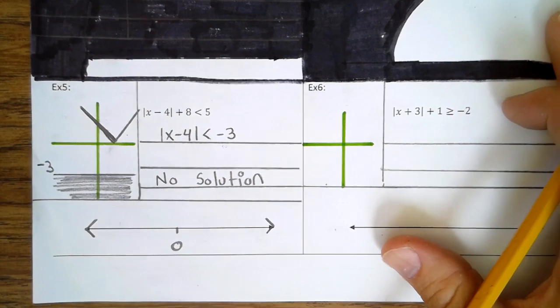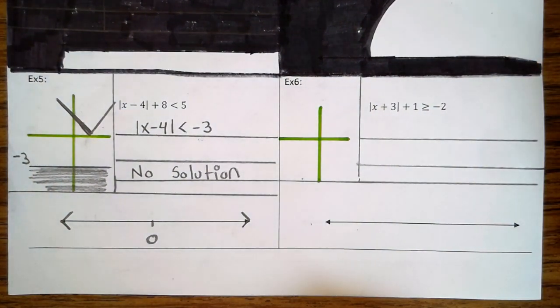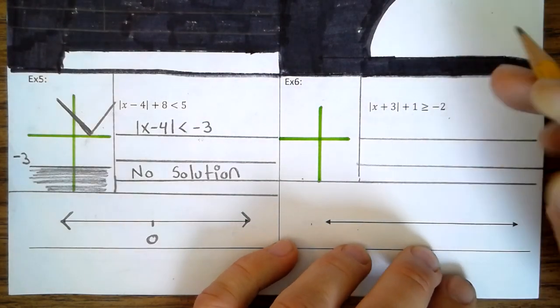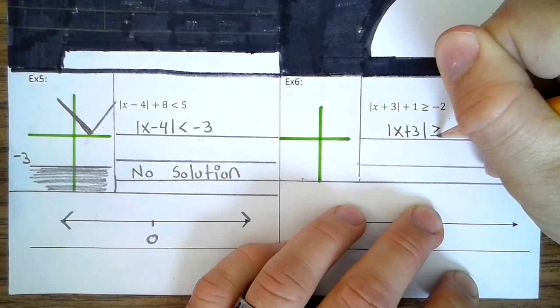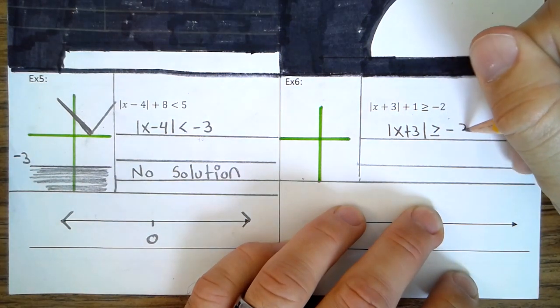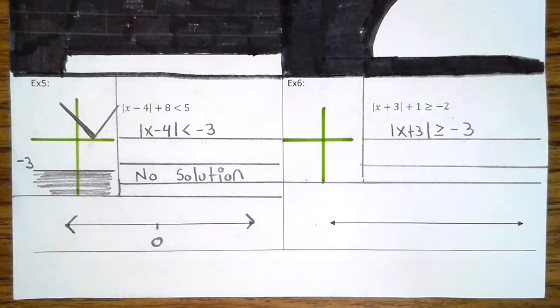All right, example number 6. All right, so first thing we do is isolate the absolute value. So we subtract 1 from both sides. So you get absolute value of x plus 3 greater than or equal to negative 3. And again, that negative on the right side worries me. So I want to graph first to see what the graph looks like.